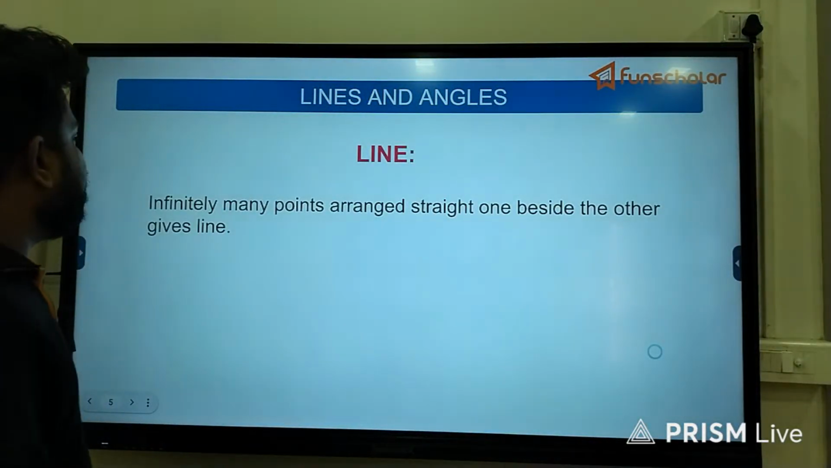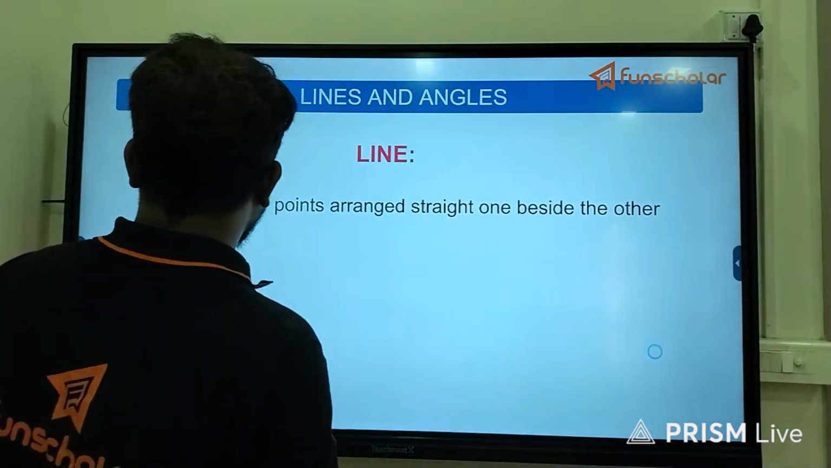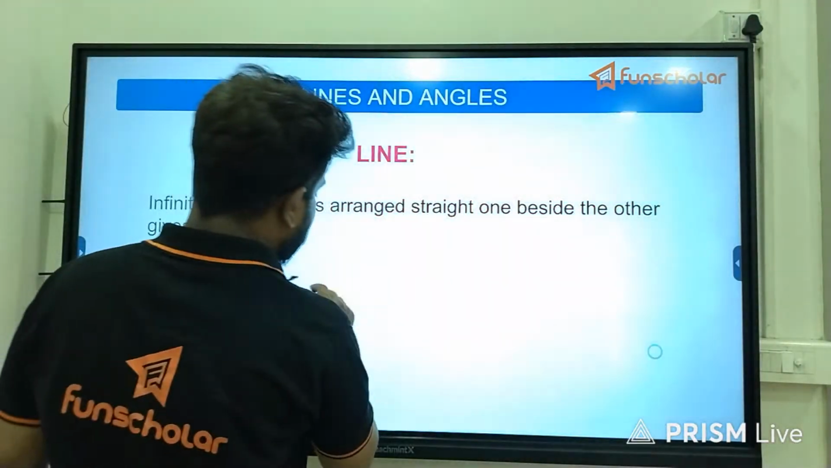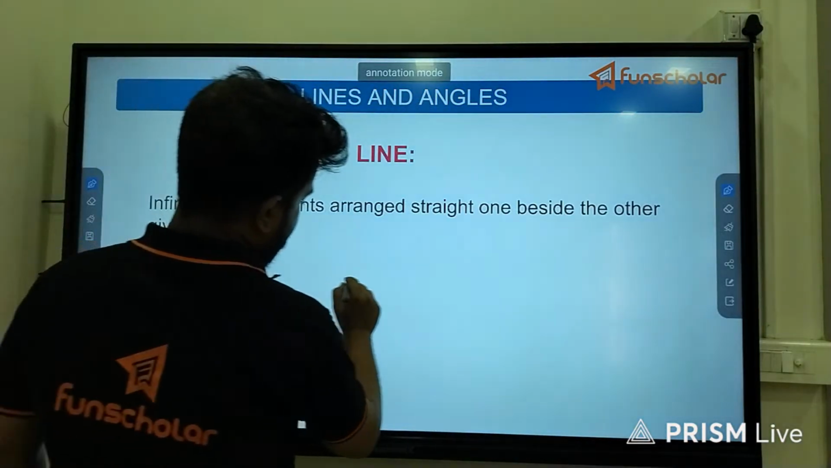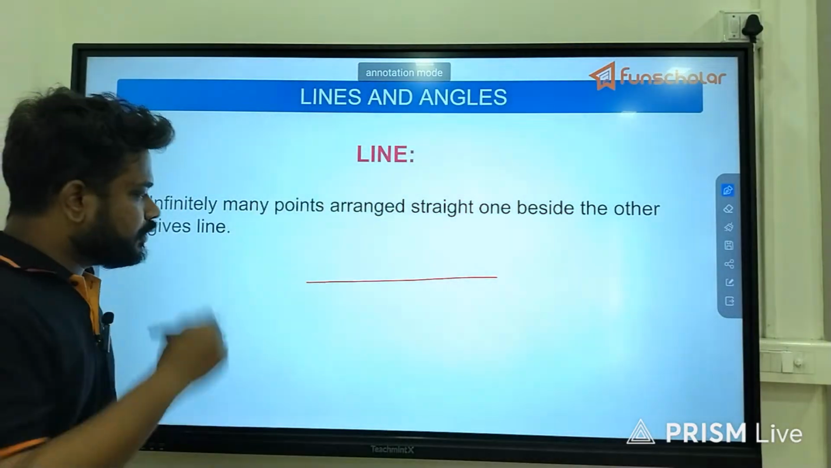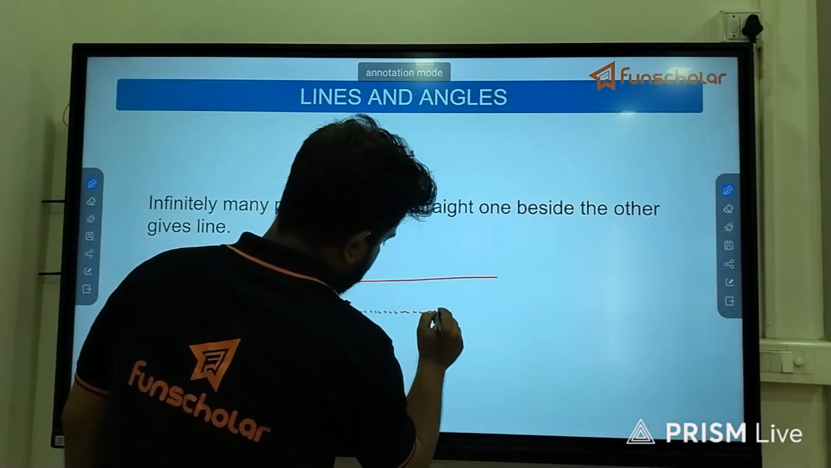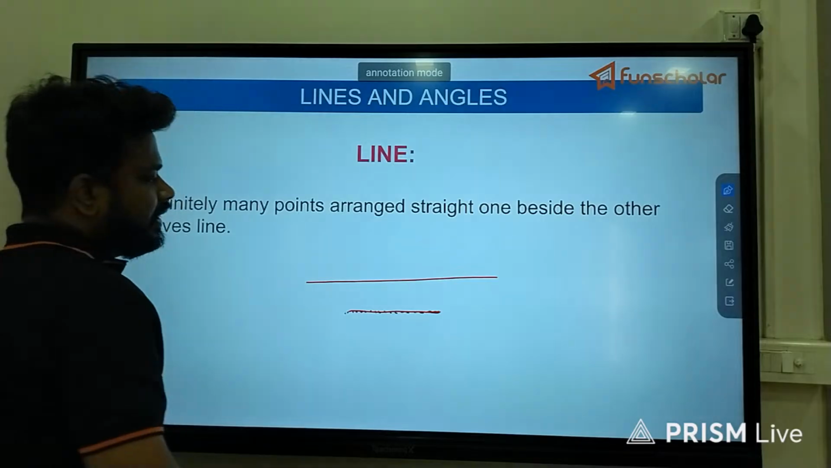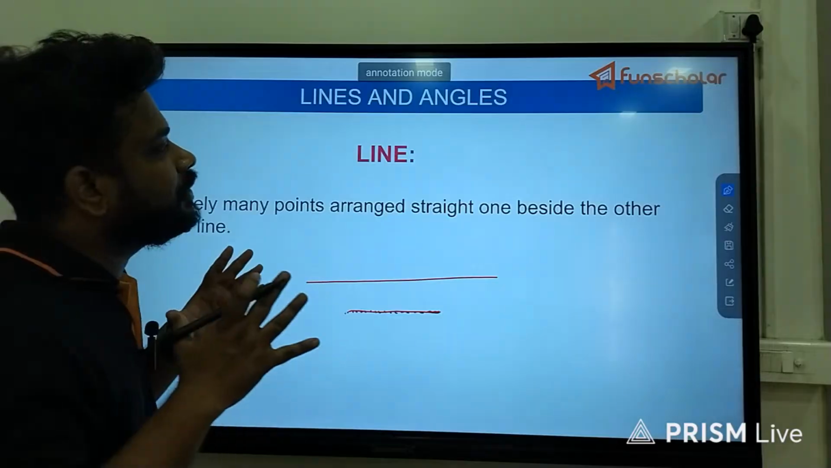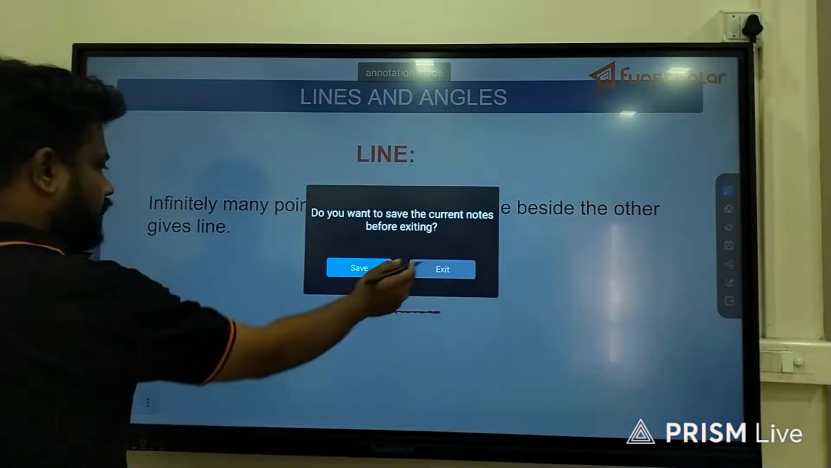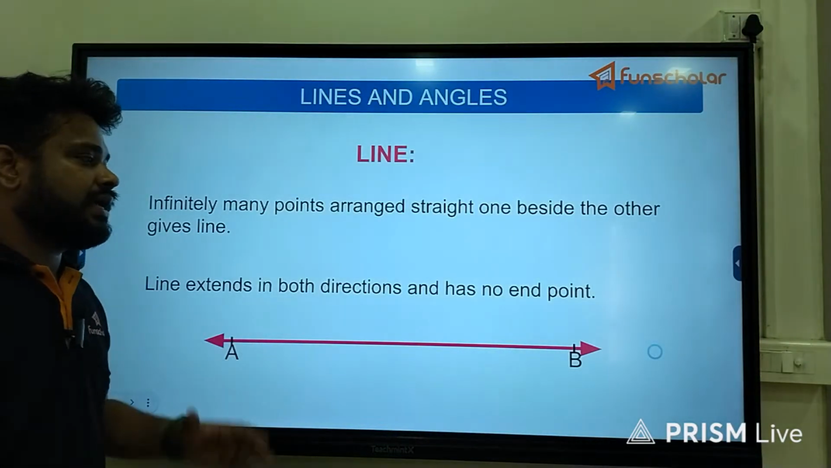Infinitely many points arranged straight one beside the other give a line. That means if I draw a line like this, I am arranging so many dots and joining them in an arranged manner. So this gives us the definition of a line. A line extends in both directions and has no endpoint.